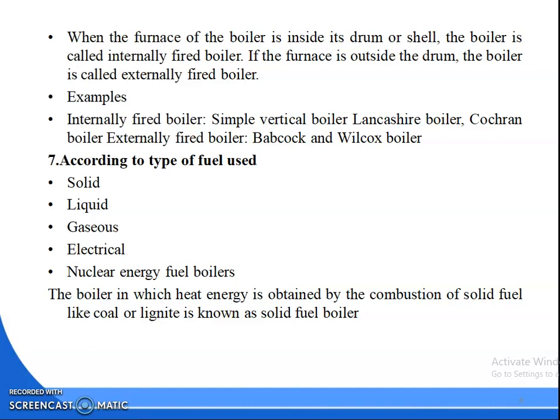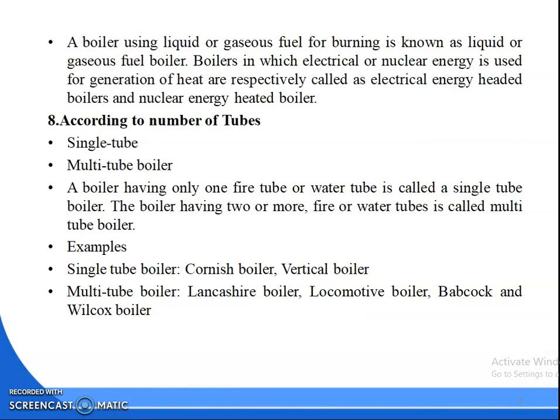Then according to the type of fuel used: solid, liquid, gaseous, and electrical or nuclear fuel boilers. The boiler in which heat energy is obtained by the combustion of solid fuel like coal and lignite is called a solid fuel boiler. Accordingly, boilers using liquid and gases are liquid and gaseous fuel boilers. If a boiler works on electrical energy or nuclear energy for the generation of heat, it is known as an electrically heated boiler or a nuclear energy heated boiler.